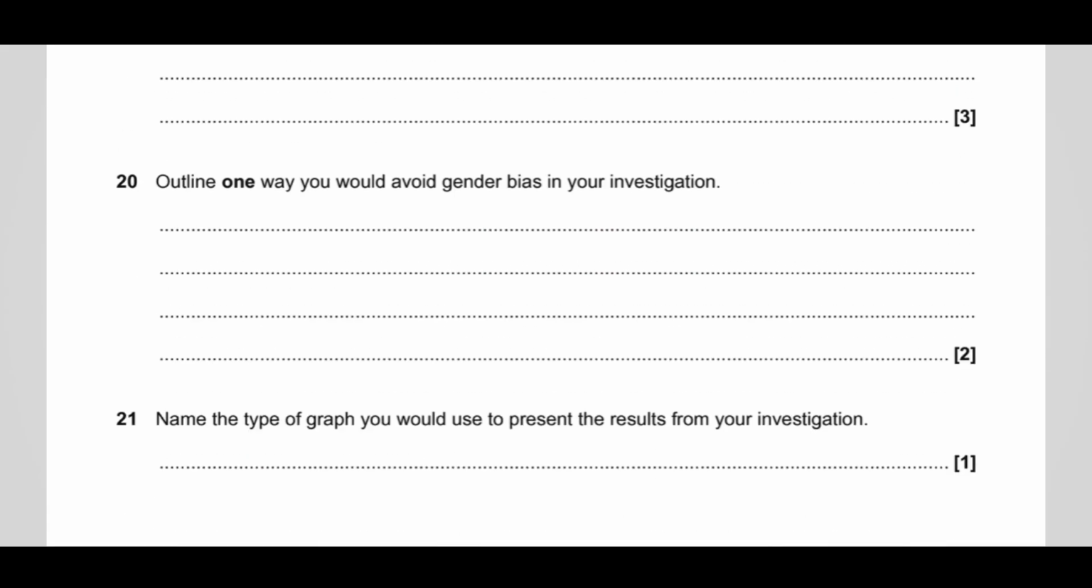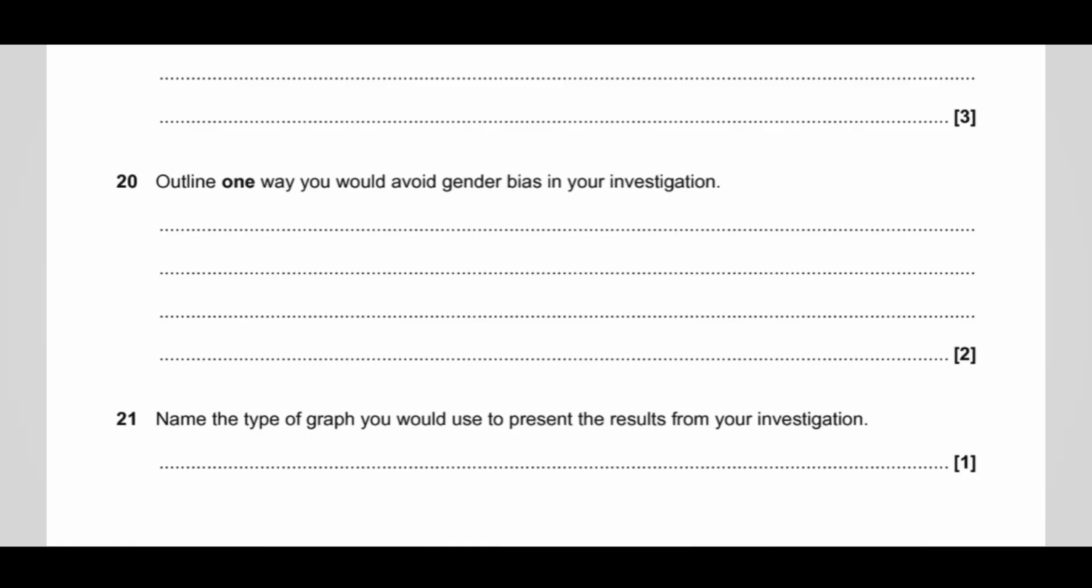Next, we come on to question 20, and that involves looking at gender bias. Now for 2 marks, we need to identify what gender bias is, how I'd resolve it within my investigation, and make sure that it's contextualized yet again. Hopefully you're starting to realize just how important those context marks are.